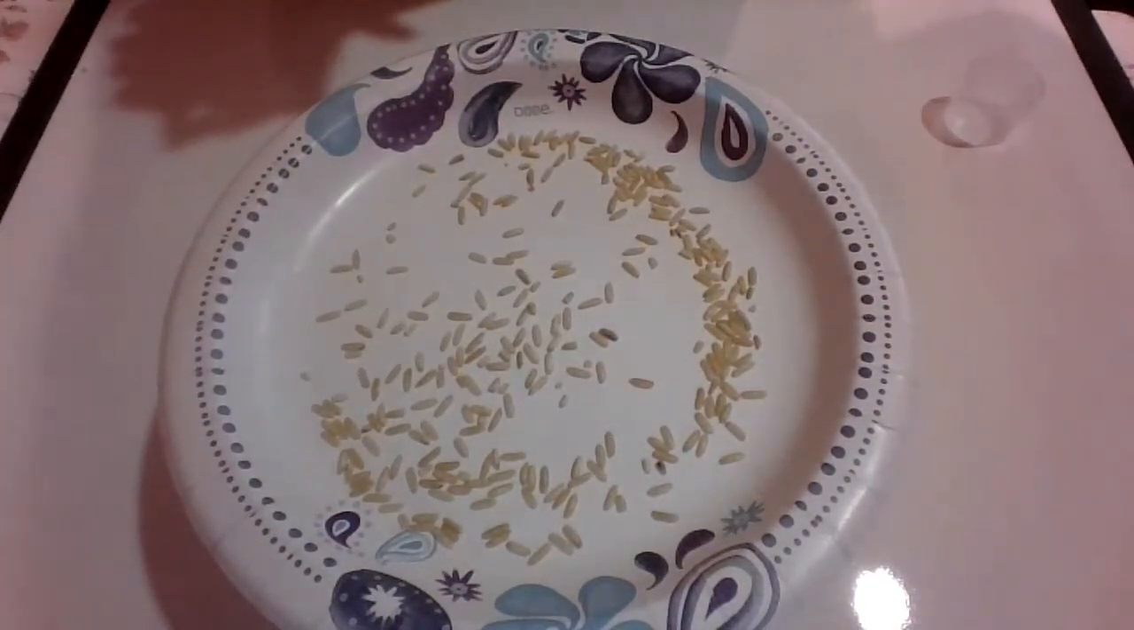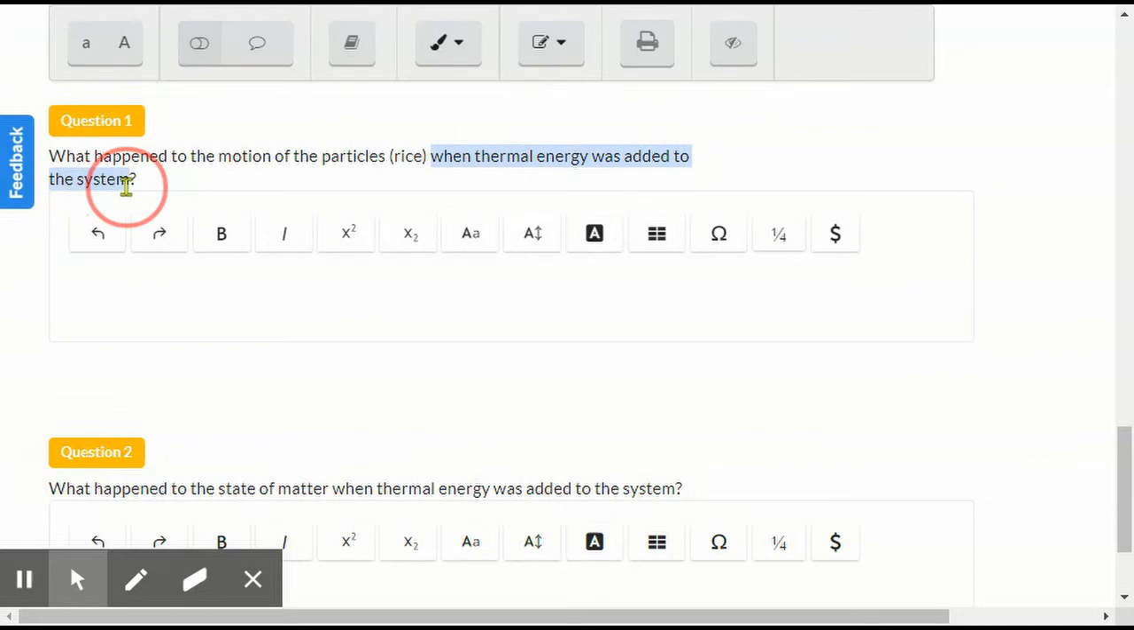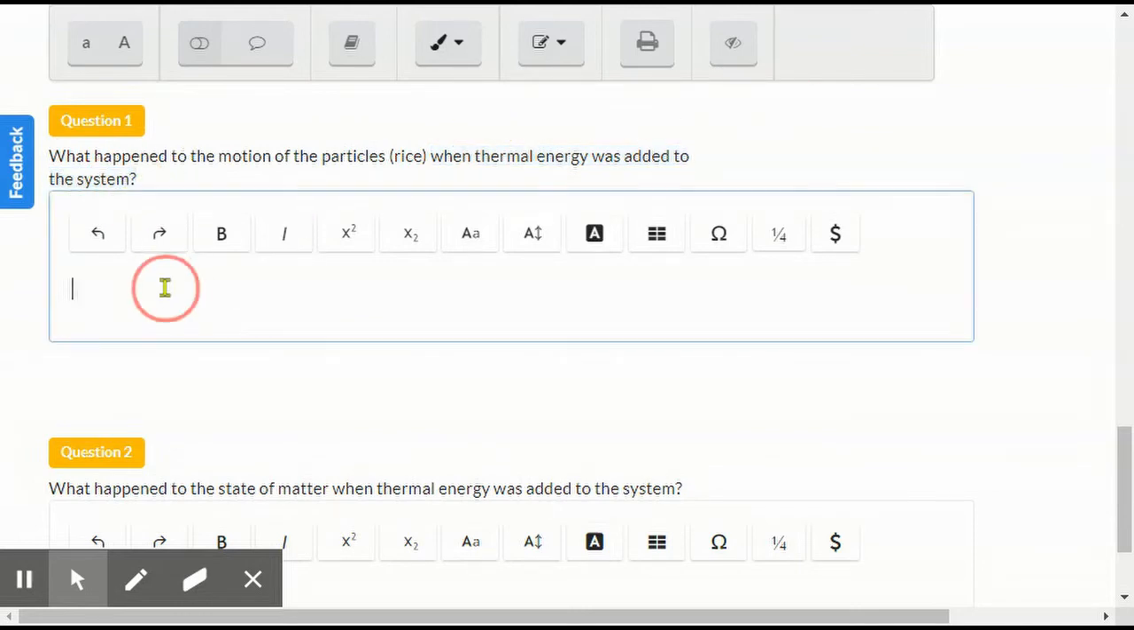Now you will look at question number 1 on your digital worksheet. So this question is asking, what happened to the motion of the particles, the rice, when thermal energy was added to the system? I'm going to copy this part of the sentence. We're going to Control V, paste. I'm going to turn the W into a capital.